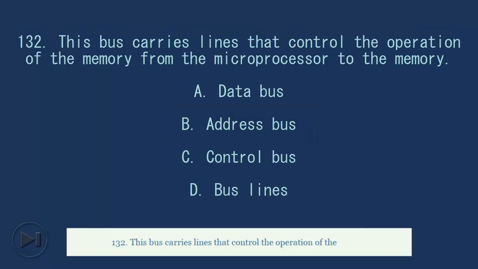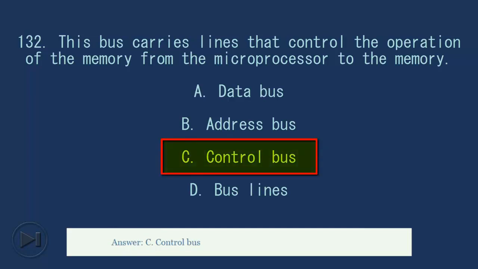132. This bus carries lines that control the operation of the memory from the microprocessor to the memory. A. Data bus. B. Address bus. C. Control bus. D. Bus lines. Answer: C. Control bus.